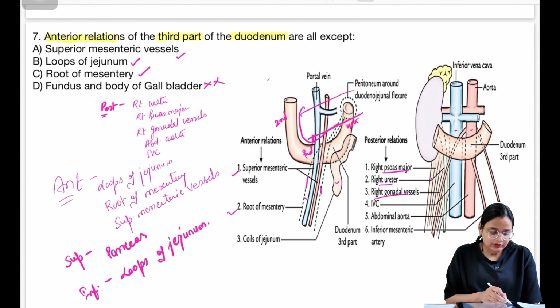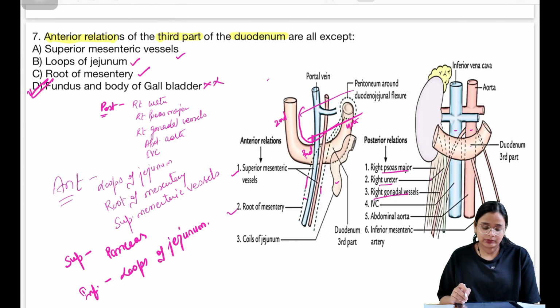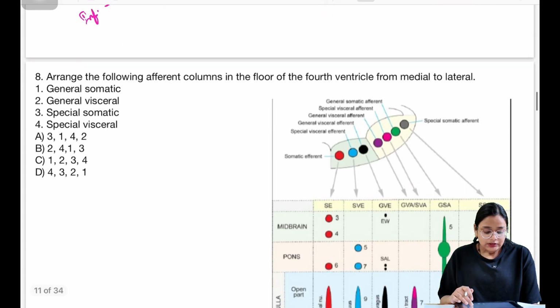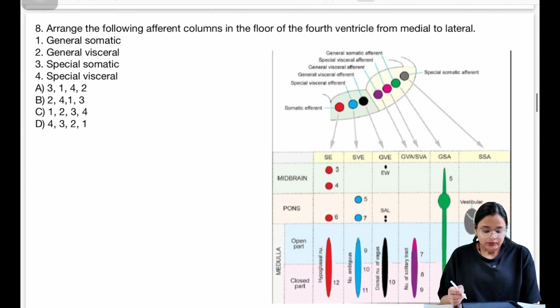So here the correct answer will be fundus and body of gallbladder, because they are asking "except," meaning which is not correct. Seventh: arrange the following afferent columns in the floor of the fourth ventricle from medial to lateral. Okay, so this is a factual question you have to remember.